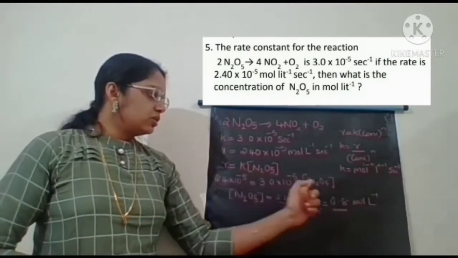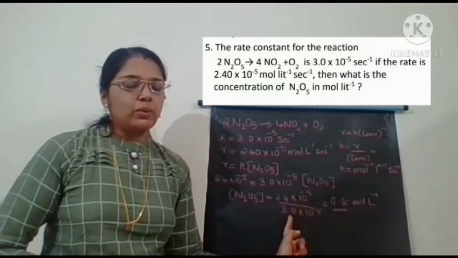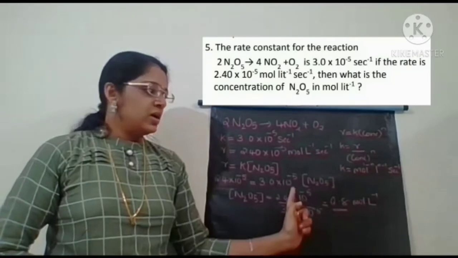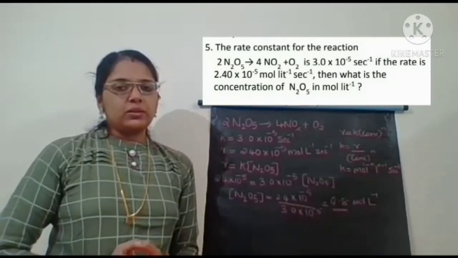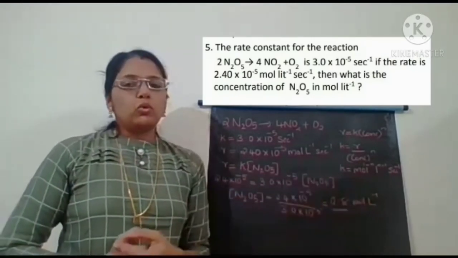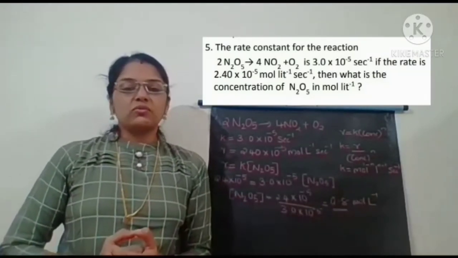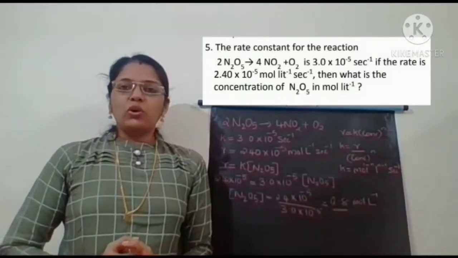So the concentration of N2O5 is equal to 2.4 into 10 raised to minus 5 divided by 3 into 10 raised to minus 5. That means 10 raised to minus 5 cancels. Then 2.4 divided by 3 is equal to 0.8. So it is equal to 0.8 mole liter inverse. So the concentration of N2O5 for this reaction is found to be 0.8 mole liter inverse.